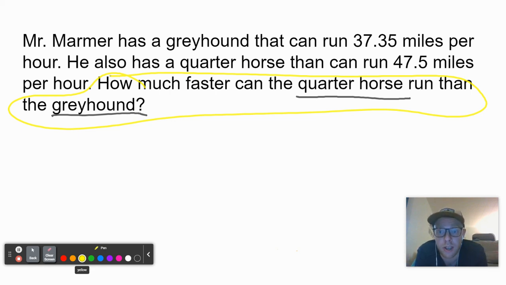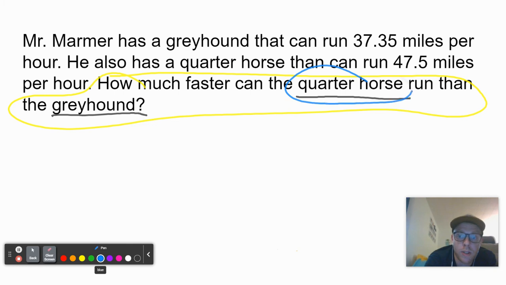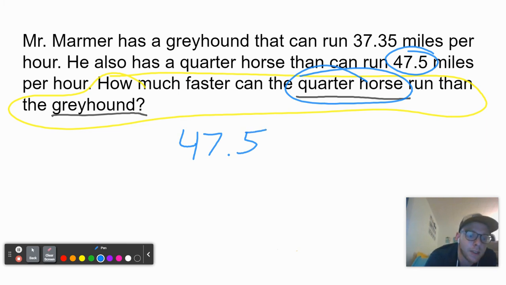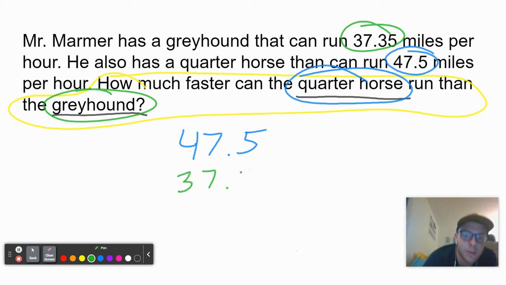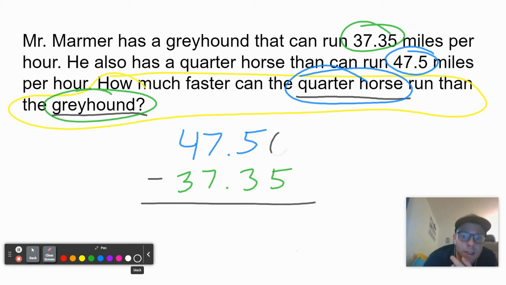Quarter horse comes first. That means the number for quarter horse, right? Quarter horse comes first. The number for quarter horse gets written first. Greyhound comes second. The number for greyhound gets written second. Now I am ready to do my subtraction. I cannot stress that enough, folks. We have to pay attention to that detail.